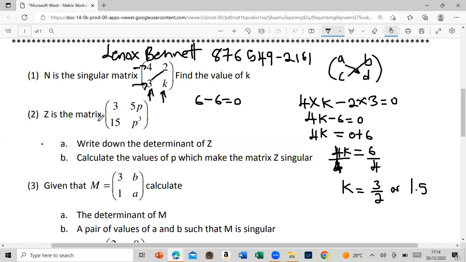All right, let's go. So this Z is also a singular matrix. First, it says write down the determinant of Z. And then it says calculate the values of P which make the matrix Z singular. As I said before, I've done this on my channel before. I'm going to go over it again. You guys can always watch the playback.